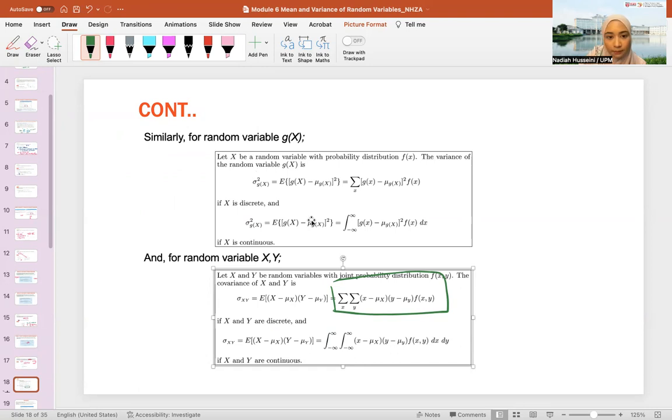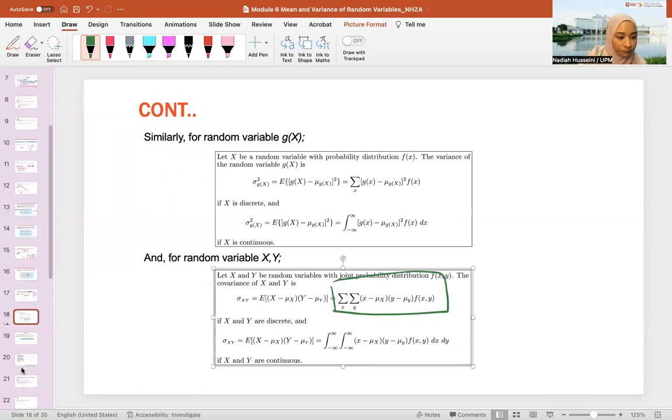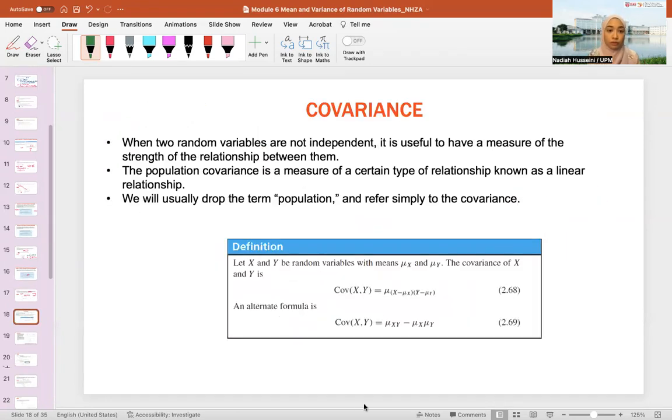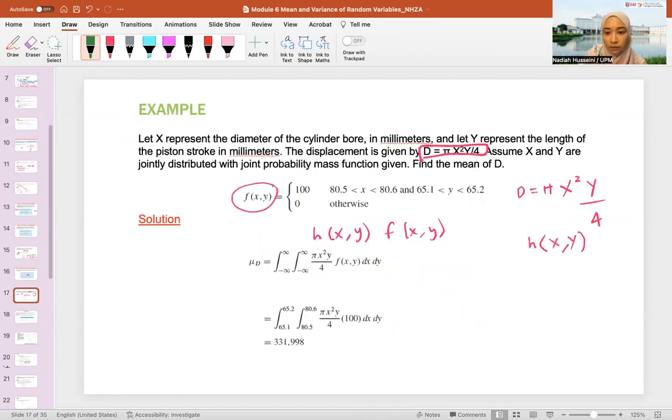What are we looking at here? The variance of the random variable g(x) is... this is not joint. Okay, never mind for this one. We are not touching covariance yet. We're going to look at it in a bit. First, we need to go over the definition.